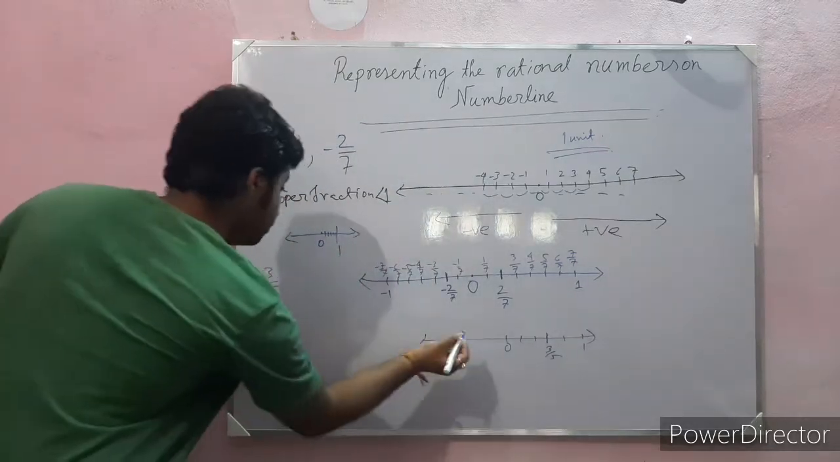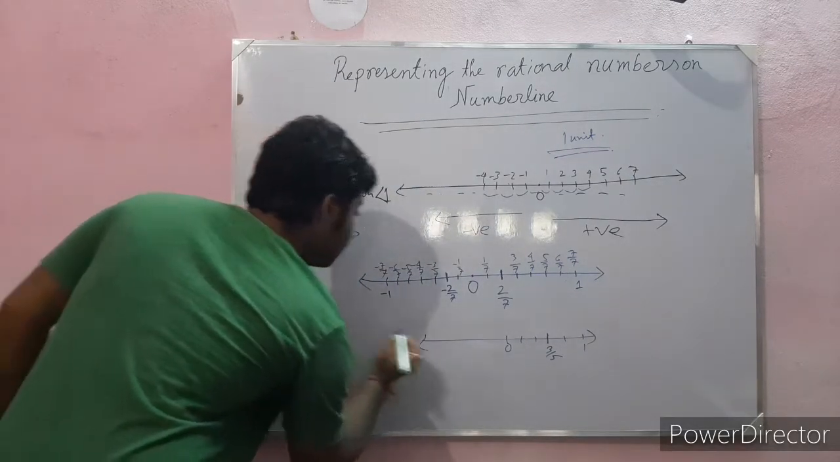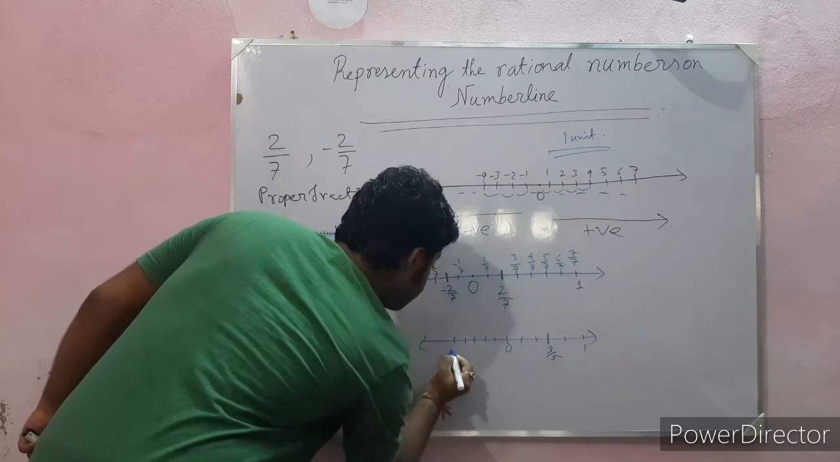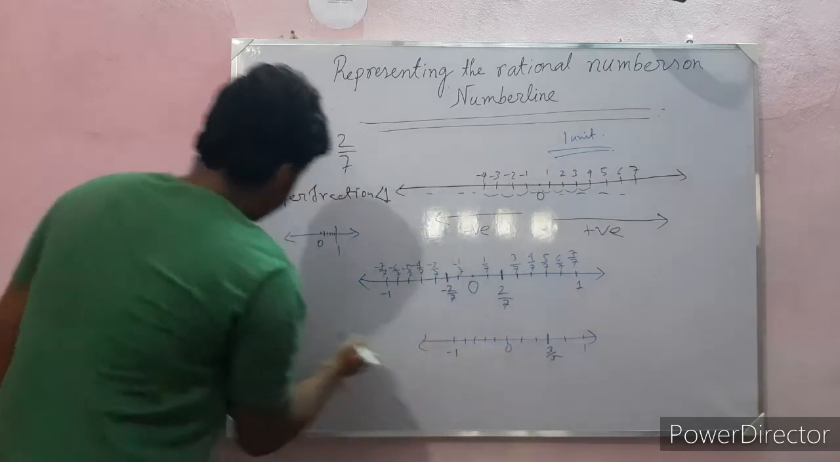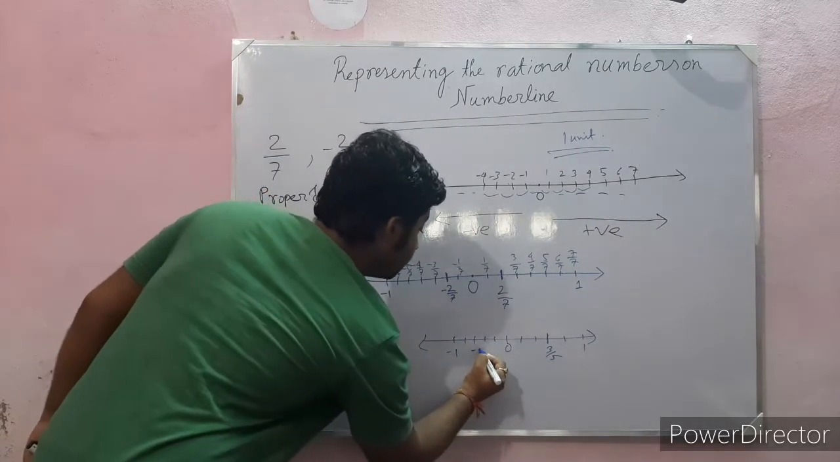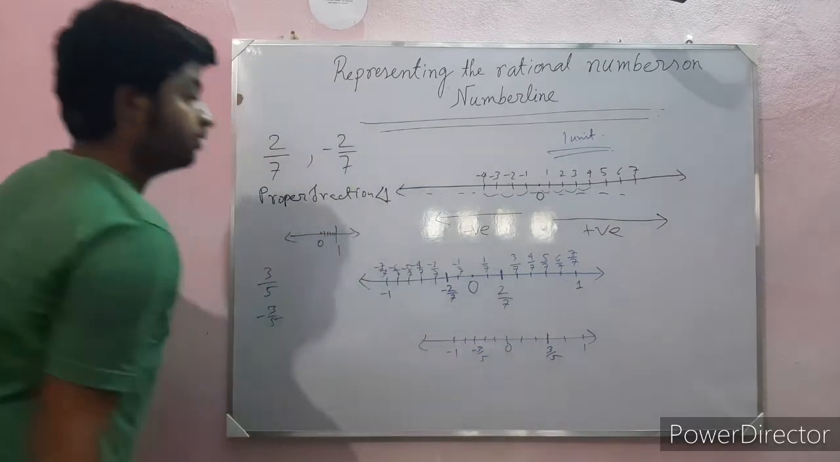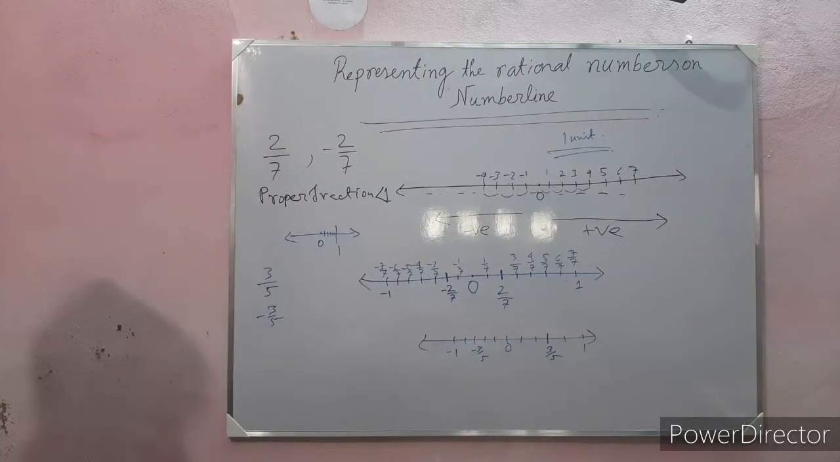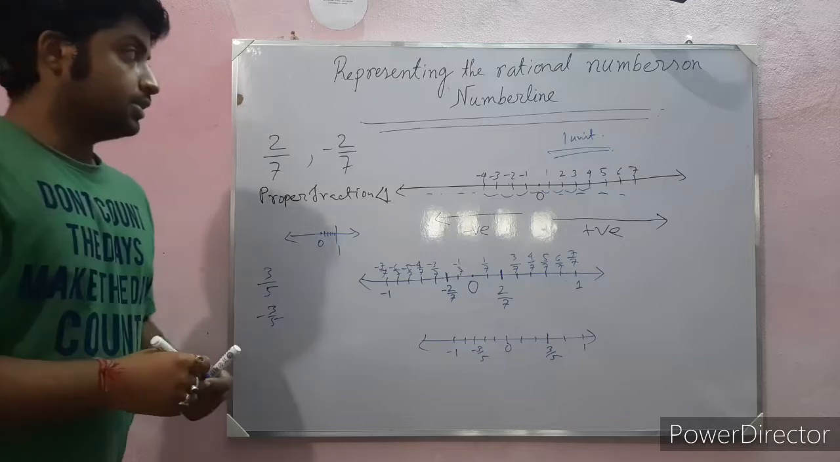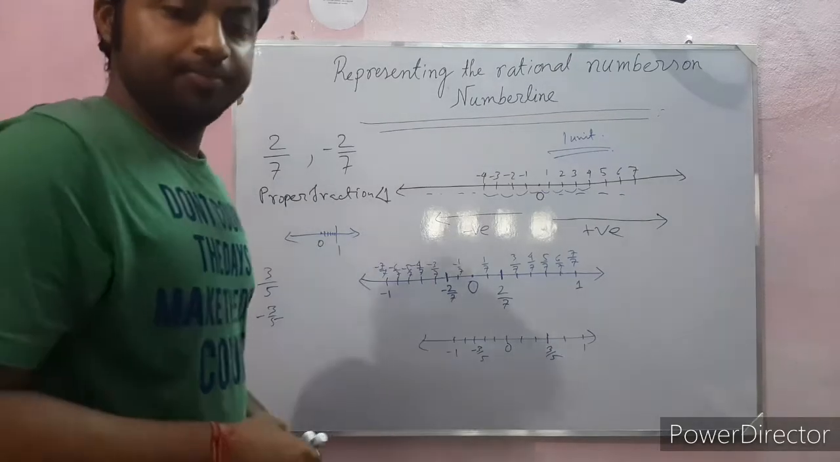Similarly, you can do this for minus 3 by 5. 1, 2, 3, 4, 5. This is minus 1, and 3 parts. So 1, 2 and 3. This is minus 3 by 5. Okay, now let's move to the improper fraction and the mixed fraction.